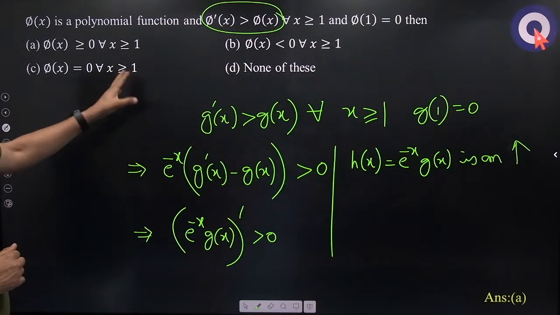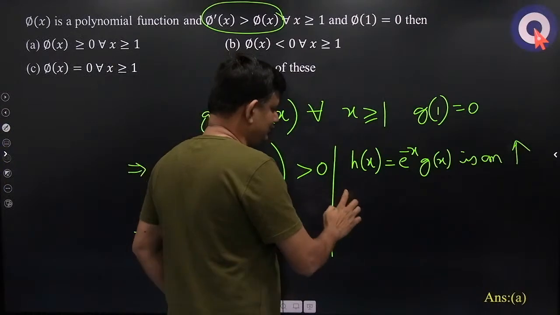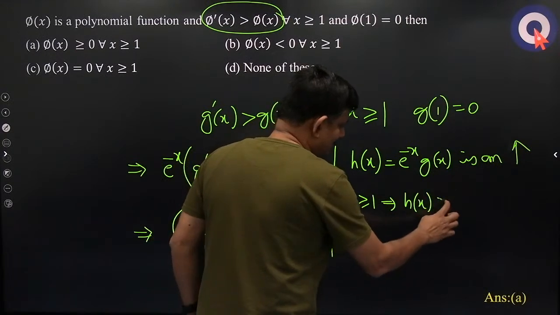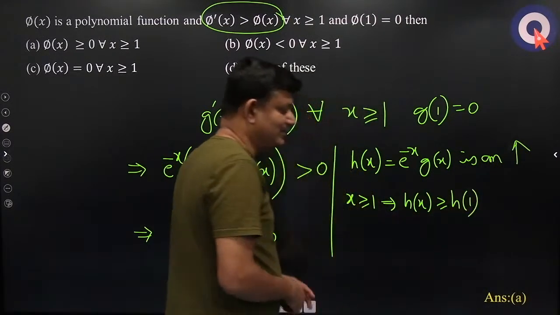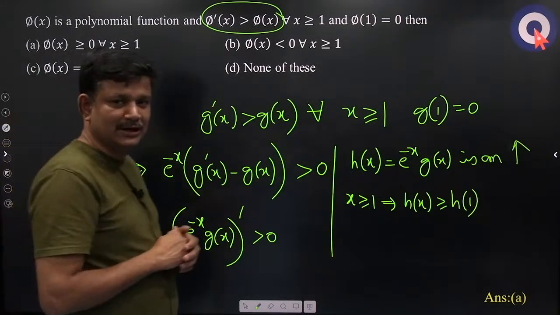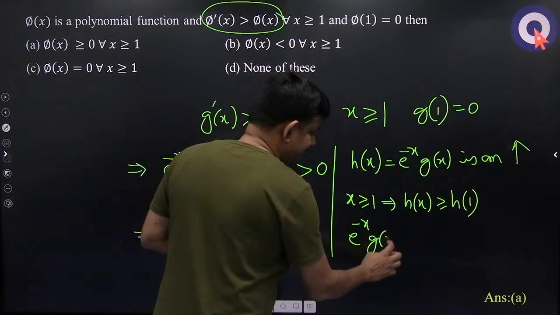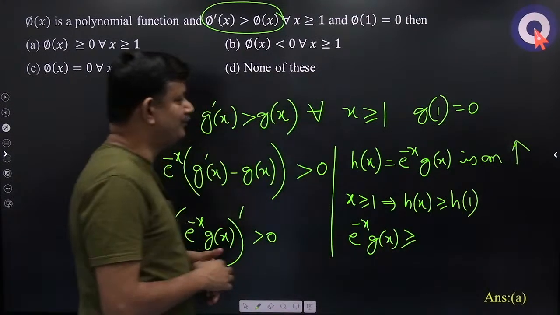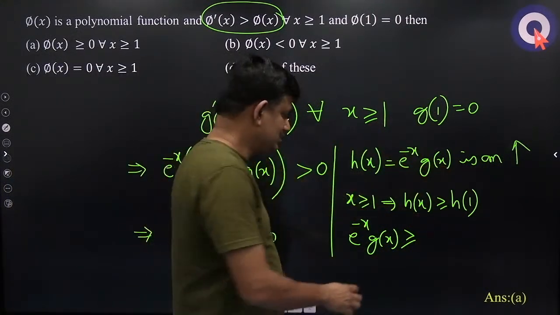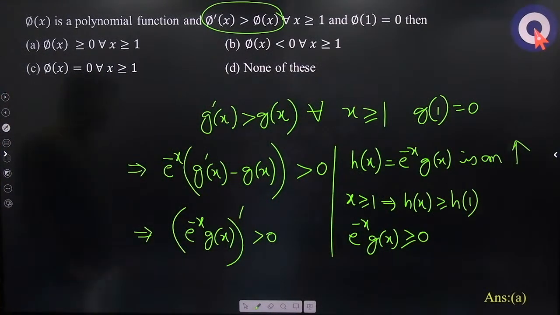Now I have to talk about what is happening for the values of x greater than or equal to 1. Because h is an increasing function, if x is greater than or equal to 1, it implies h of x is greater than or equal to h of 1. You can apply or remove an increasing function over an inequality. h of x क्या होगा? E power minus x into g of x is greater than or equal to h of 1. कितना होगा? G of 1 is given to be 0, so e power minus 1 into g of 1 is 0. So e power minus x into g of x is greater than or equal to 0.